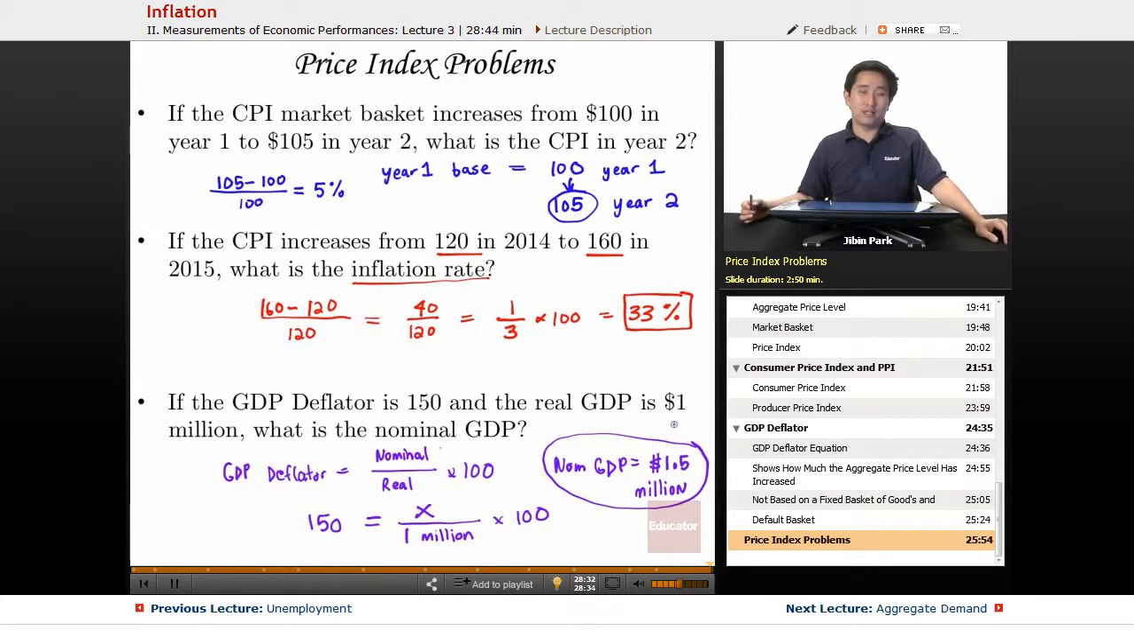Just be able to understand what the equations are, how you find the inflation rate, and what the formula for the GDP deflator is. You have the nominal over real times 100.